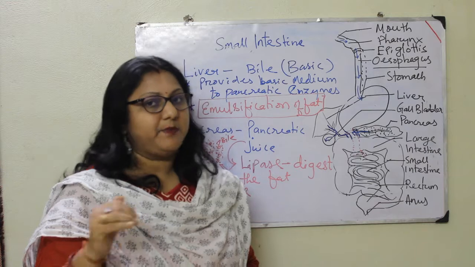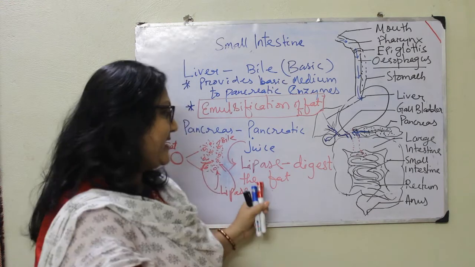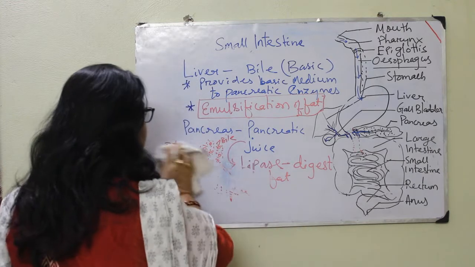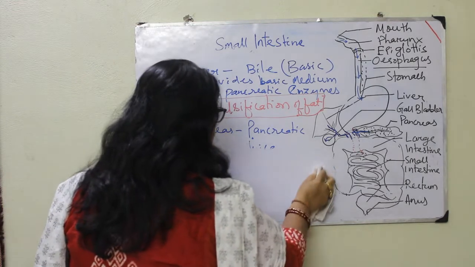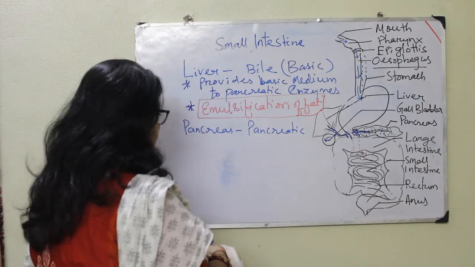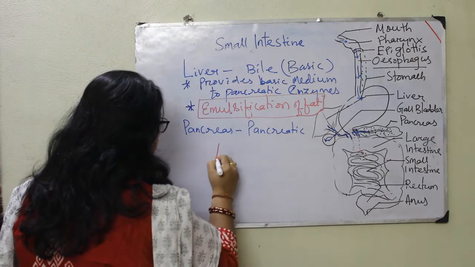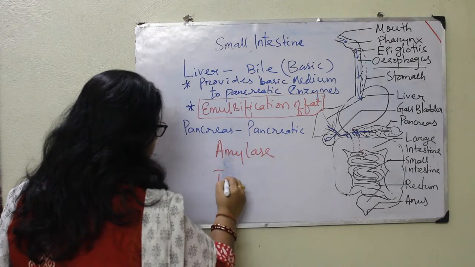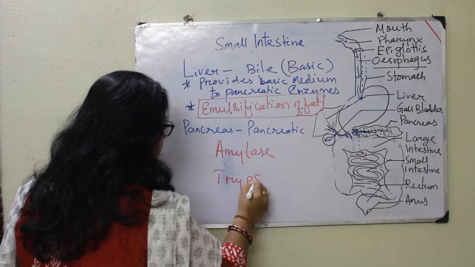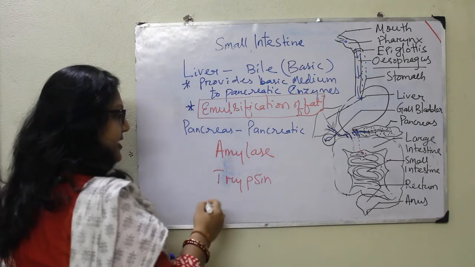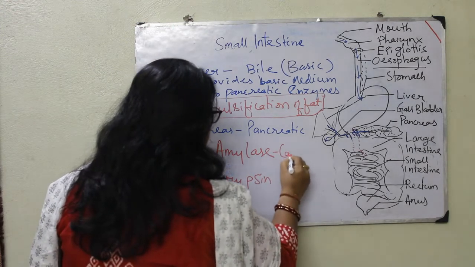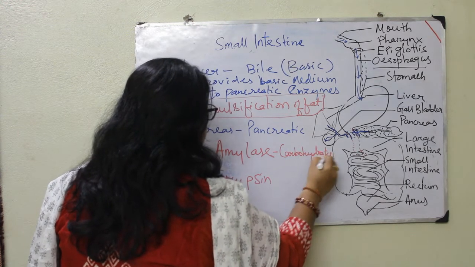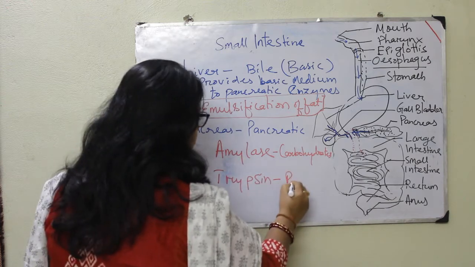Pancreatic juice contains the pancreatic enzymes. Now one enzyme function already we have studied, right? What are the other two enzymes? The other two enzymes are amylase, okay, and trypsin. Okay, amylase and trypsin. Amylase acts on carbohydrates. Okay, trypsin acts on protein.